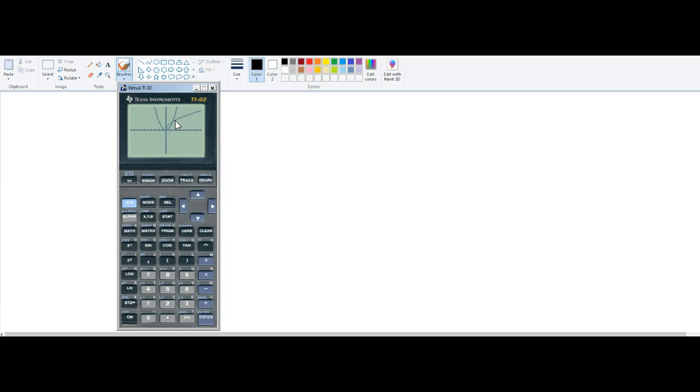So on a TI, we're going to hit second function, trace. And then we're going to ask it to find a point of intersection. And it says first curve. So I want to make sure my first curve is the right one by letting the trace handle it. Enter. That's first curve. That's the second curve right there, right? Yeah. Enter.